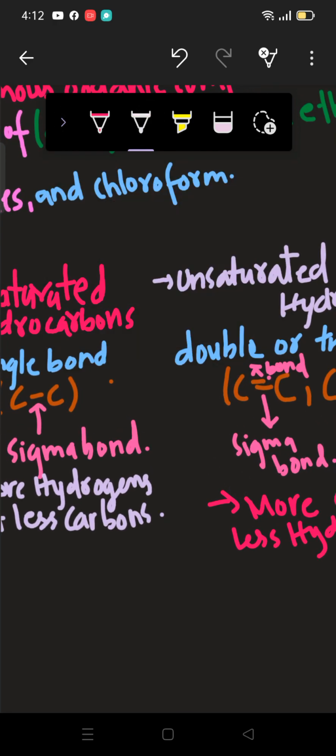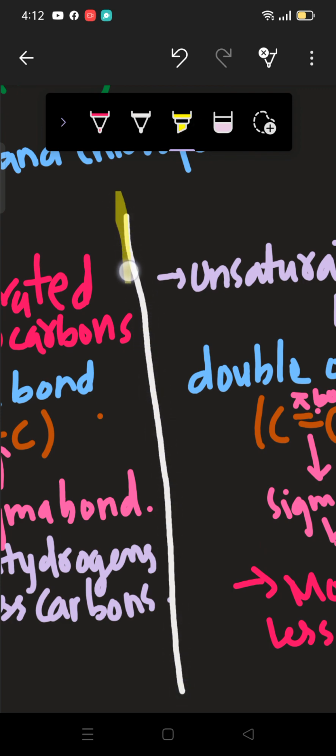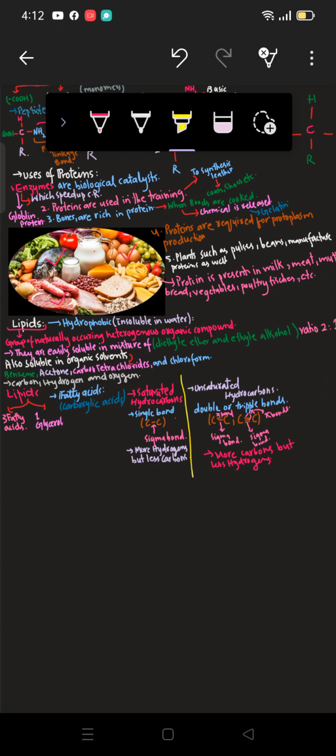If I have differentiated, I can show you this as well by making a line between them. I have made it. So this was all about lipids. In the next video, we'll be talking about the uses of lipids. So this was all for today.